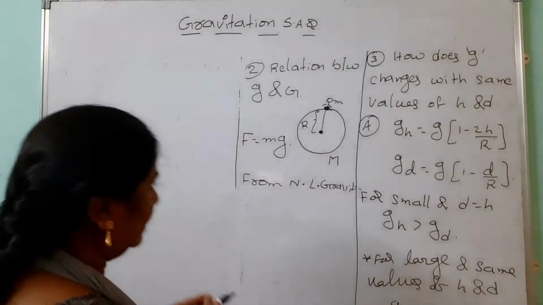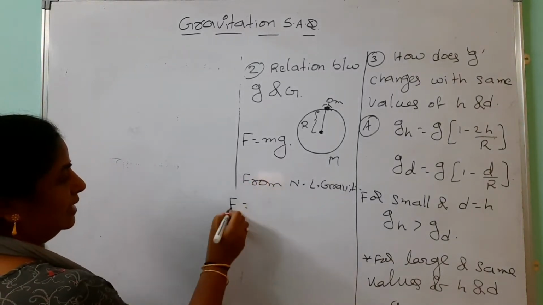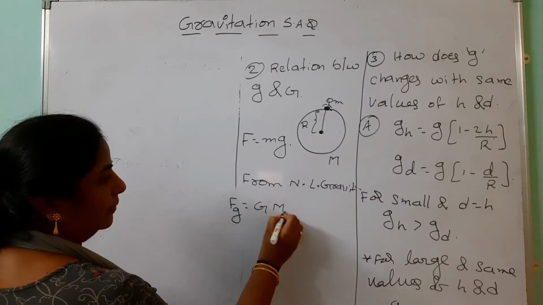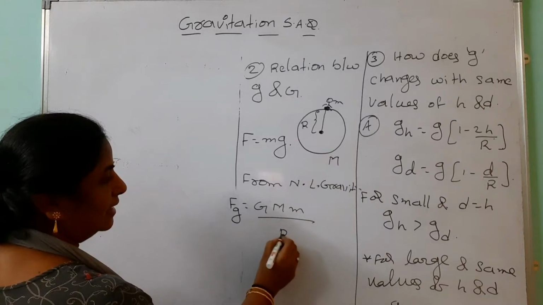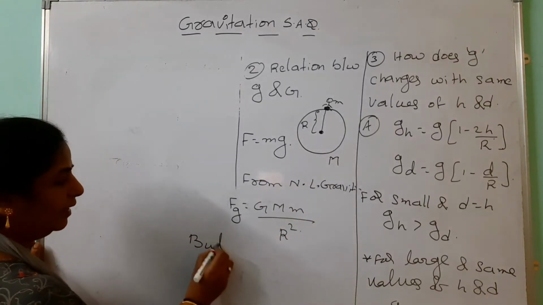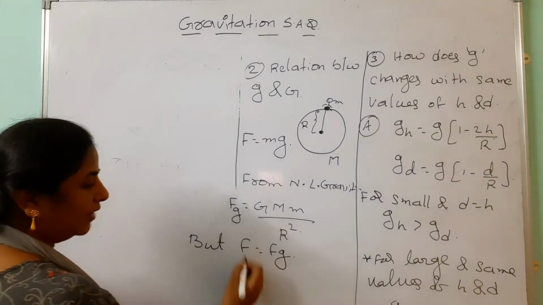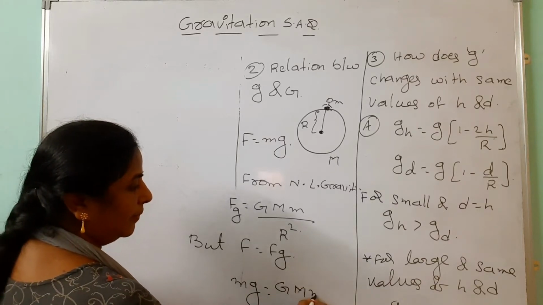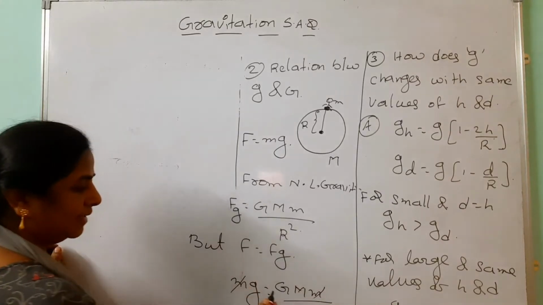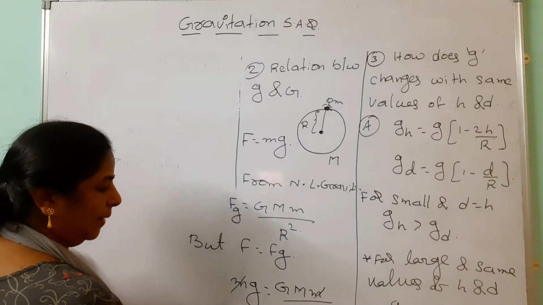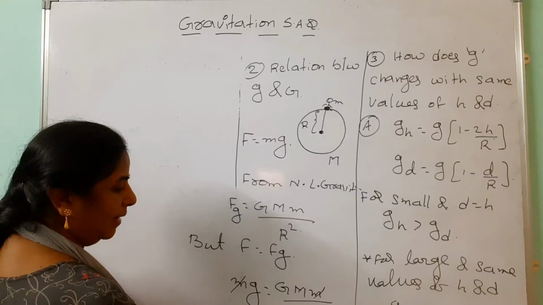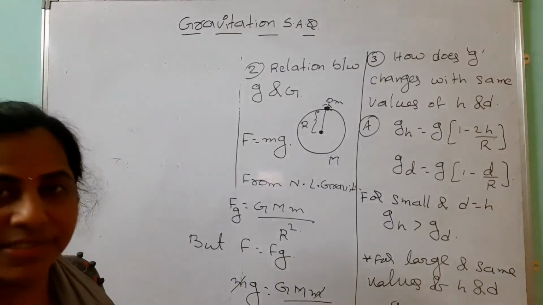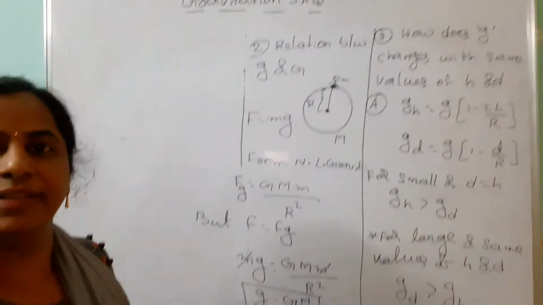F equals GMm. See, this is the weight of the body and this is the gravitational force, GMm by distance square. Here distance is R, so R square, but F equals Fg. Instead of F we write mass into acceleration due to gravity, and this is GMm by R square. This m cancels. Now we got it. Relation between small g and capital G is g equals GM by R square. From this we can find out the relation. But always G is constant, and acceleration due to gravity is variable. Look here.